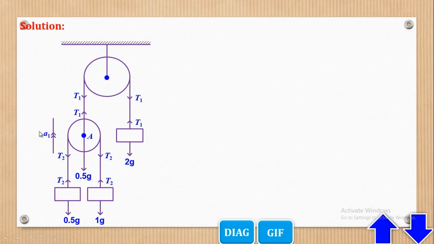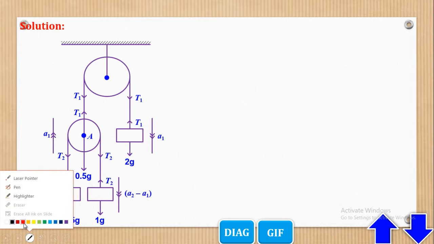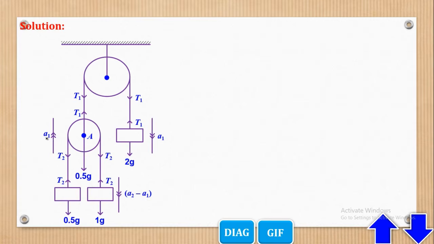So this acceleration will be A1 upwards, here to be A1 downwards. So this side it will be A2 minus A1. Why is it so? Because this one is now moving upwards. So you realize here that this one is moving upwards, but this one is moving downwards. Therefore, the acceleration will be the difference. For this side, this pulley is moving upwards, and also this mass is moving upwards. Therefore, the acceleration will be the sum. So here we shall put acceleration is upwards and is equal to A2 plus A1.